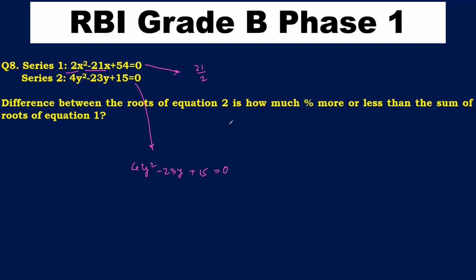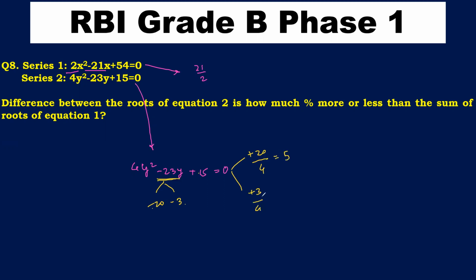You have to break the middle number such that the product is 15 into 4, which is 60. So you can say minus 20 minus 3. Minus 20 minus 3 is minus 23. Minus 20 into minus 3 is plus 60. So the roots will be plus 20 plus 3, and then divide by the coefficient, plus by 4 by 4.